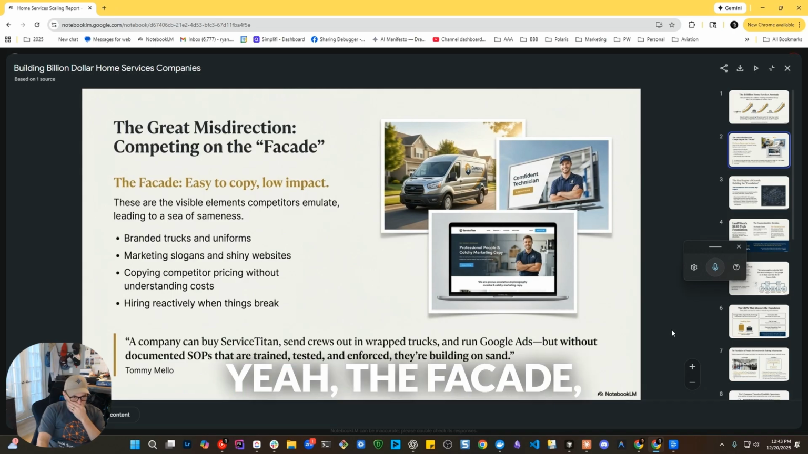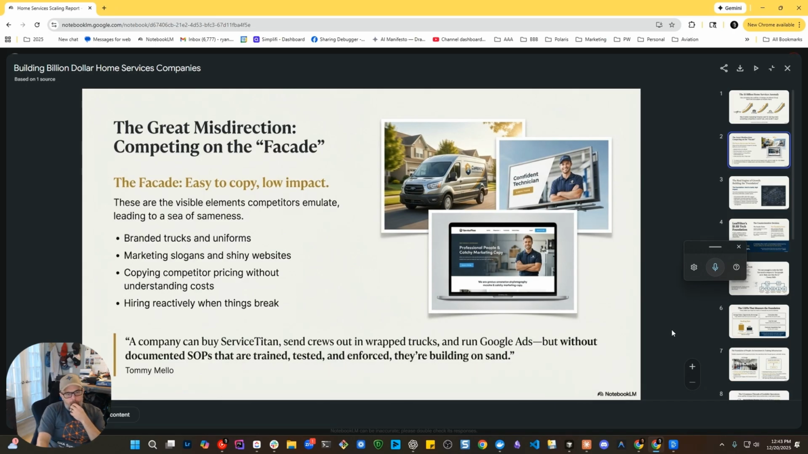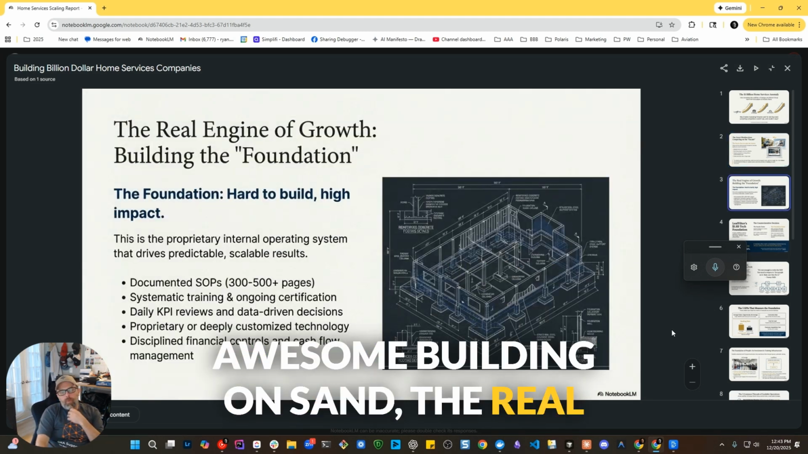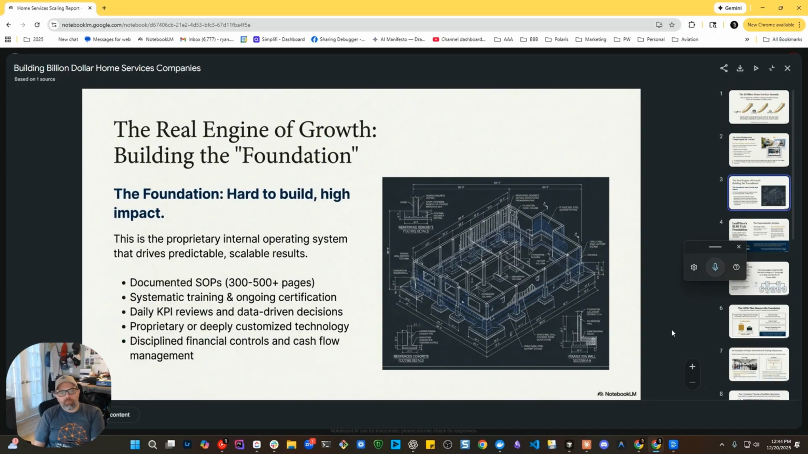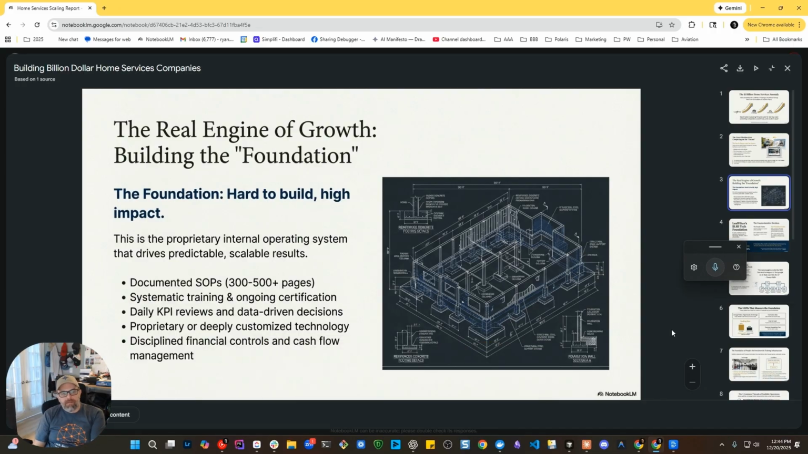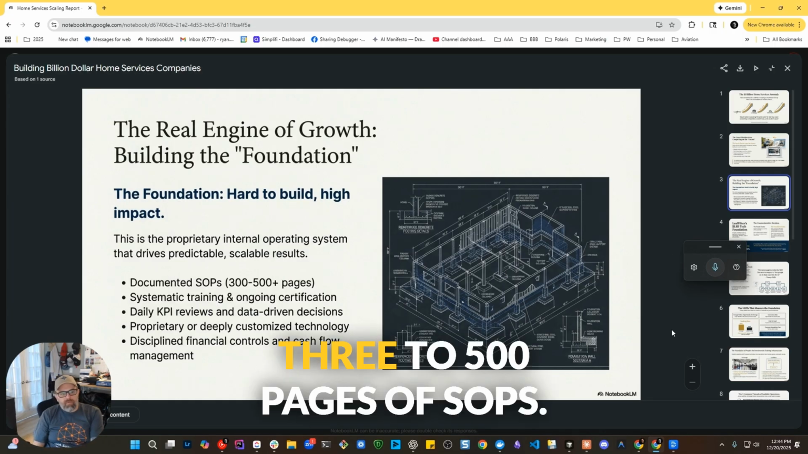Yeah. The Facade. And there's a direct quote from Tommy Mello. Awesome. Building on sand. The real engine of growth. Hard to build, high impact. Yeah. 300 to 500 pages of SOPs.